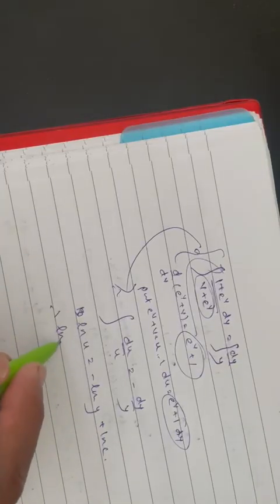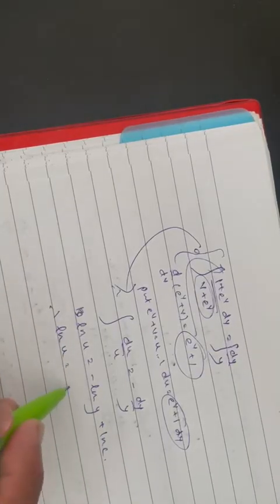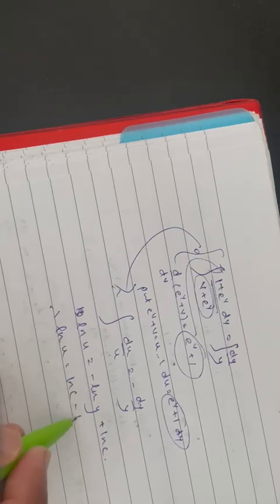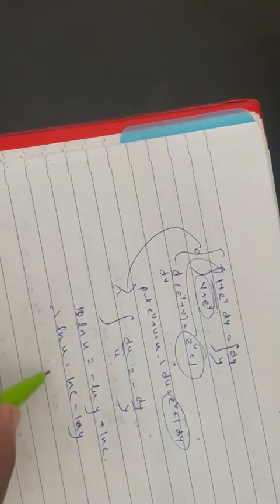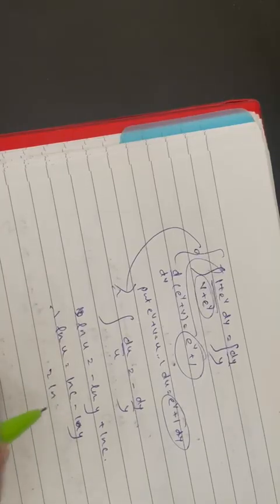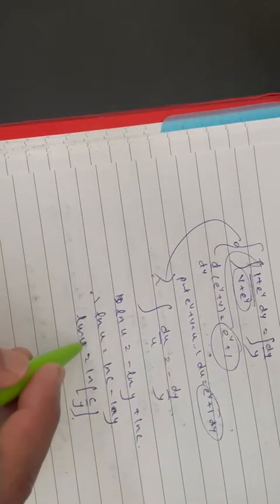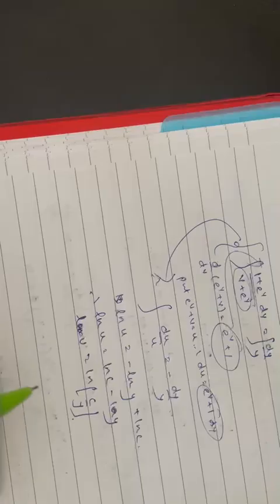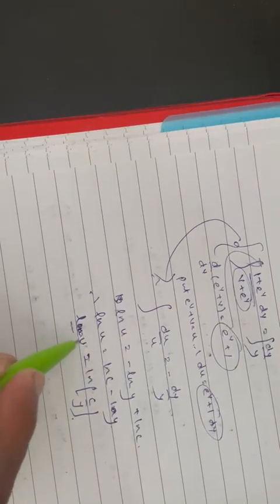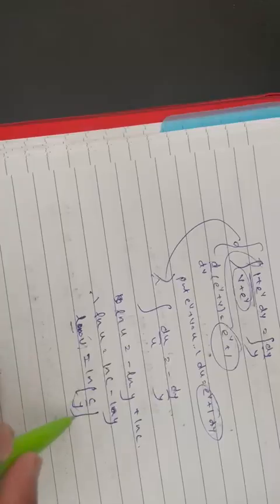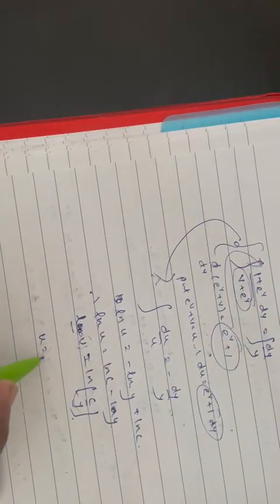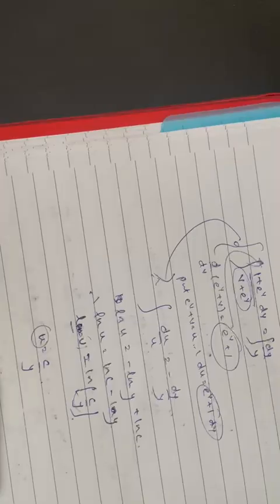Which can be written as ln u equal to ln c minus ln y. By logarithmic properties, we have ln of c upon y. Now we can take antilog because this is one ln term on each side, so we can write down u equal to c upon y. And u is what? e^v plus v equal to c upon y, correct?